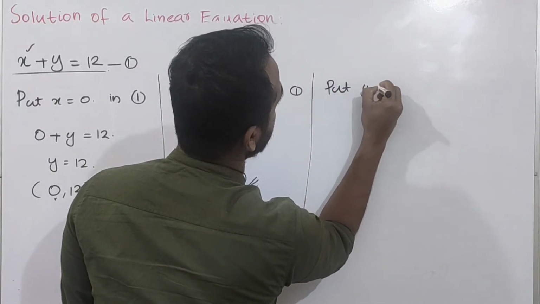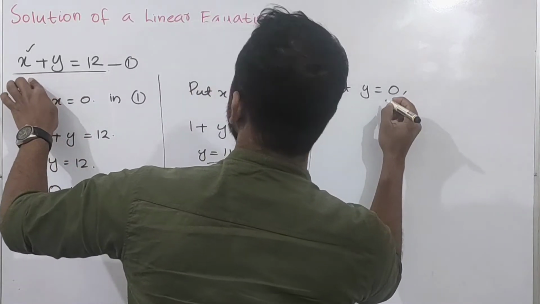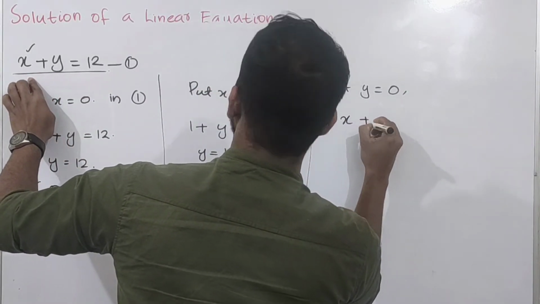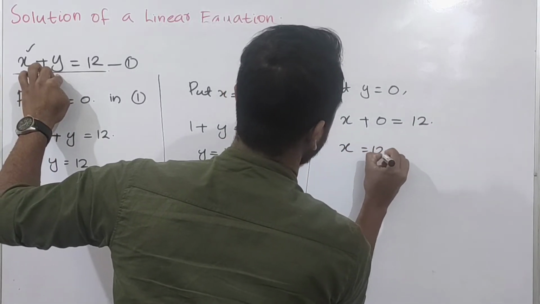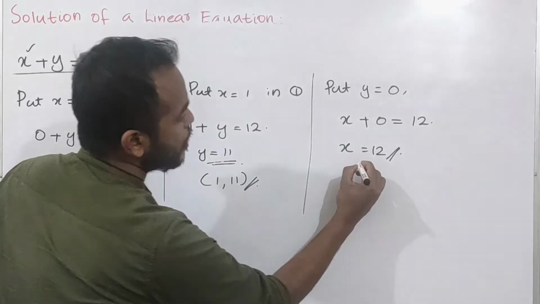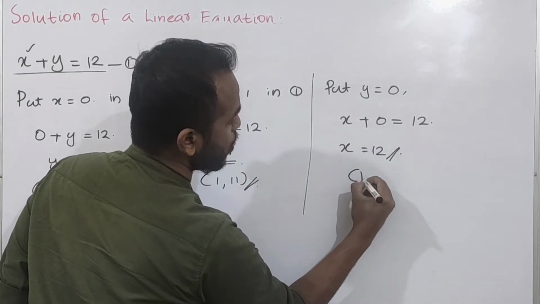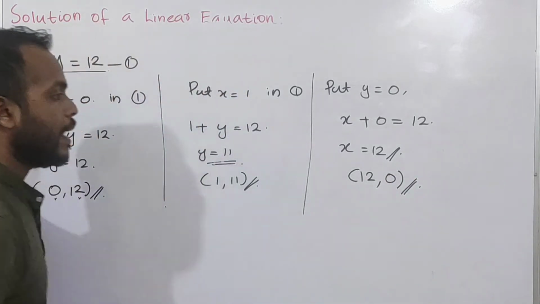Put y is equal to 0. What happens when y is equal to 0? You will get x plus 0 is equal to 12, or x is equal to 12. So how will the ordered pair be coming? It will be x is equal to 12, so 12 and y is equal to 0. So this one is also a solution.